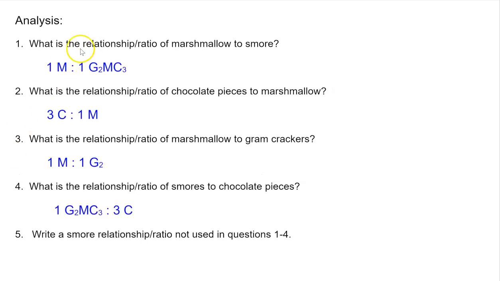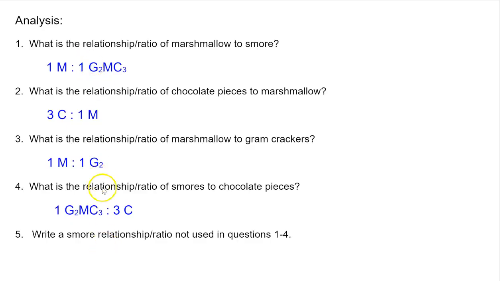So we know in our treat we had 1 marshmallow for every 1 s'more. We had 3 chocolate pieces for every 1 marshmallow. We had 1 marshmallow for every diatomic graham cracker. I'm just following what these relationships are here. And 1 s'more for every 3 chocolate pieces. So those are the relationships for those 4. Jot those down. Pause the video if you need to.